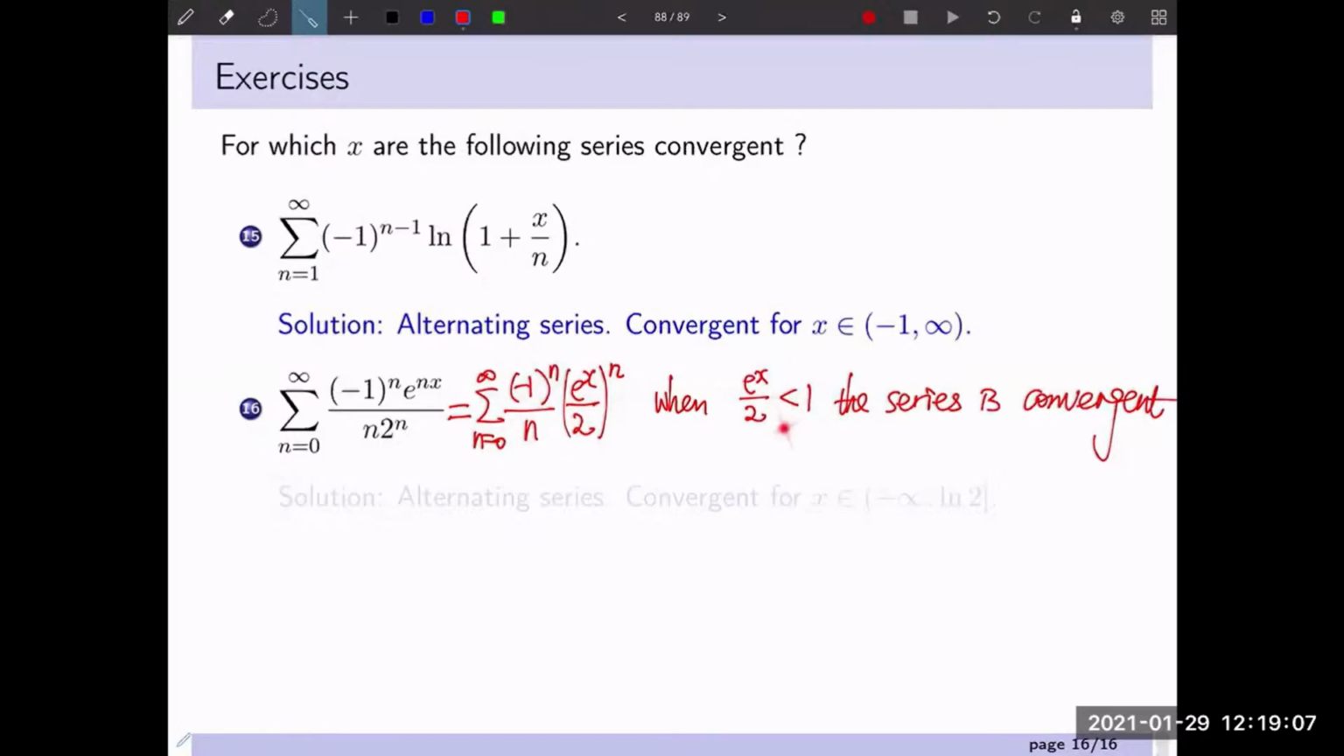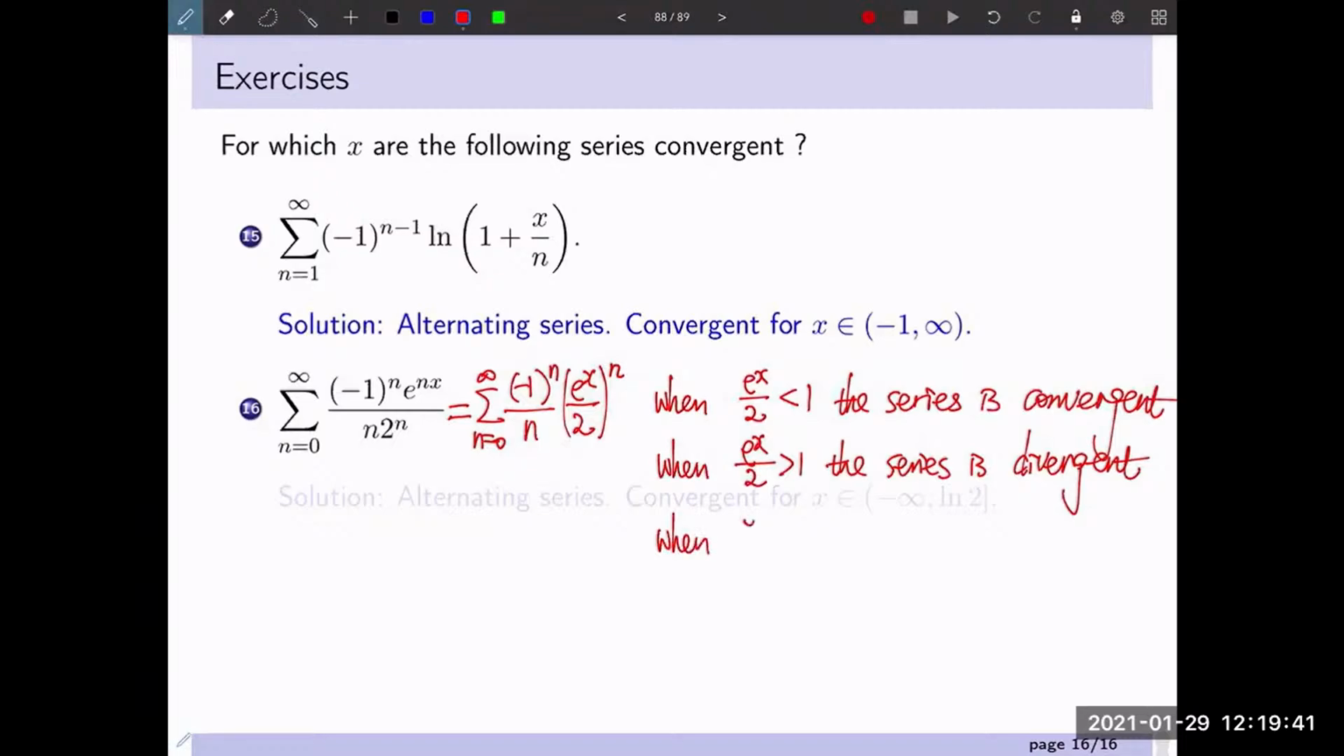Well, what if this is bigger than 1? The series would be divergent because you get a base number bigger than 1. When the base number is bigger than 1, the term becomes bigger and bigger. When n increases, this term becomes bigger, so it does not tend to 0. So it's divergent.